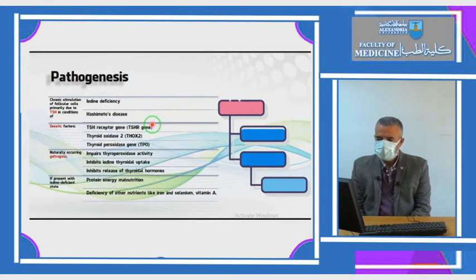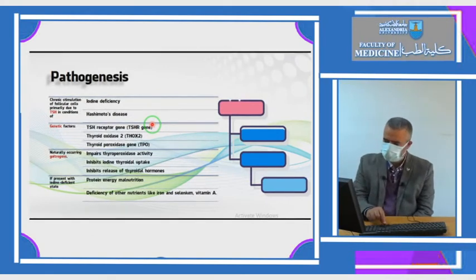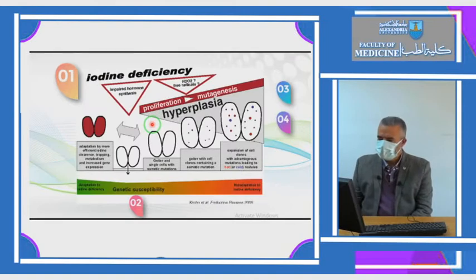Naturally occurring goitrogens, I have shown you a number of examples for this, either impair the thyroid peroxidase activity or inhibit iodine thyroid uptake or inhibit the release of thyroid hormones. Finally, other forms of malnutrition which work only in the presence of iodine deficiency, like protein energy malnutrition or deficiency of iron, selenium, or vitamin E, can also share in the pathogenesis of goiter. So this graph would explain a little bit about the formation of a goiter.